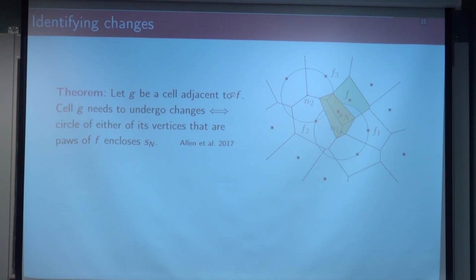Luckily, there is a theorem that allows us, if we found one cell that needs changes, to find its neighbors that also need changes. For it, we have to look at all the pores of the cell and consider if their circles enclose the new side that we just inserted. If yes, then the cell needs changes.